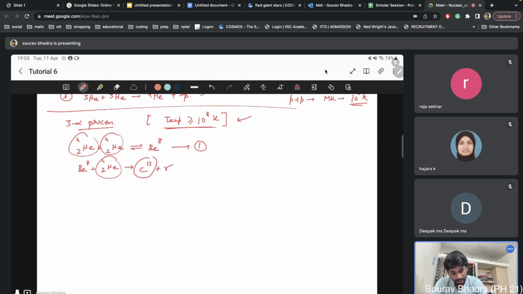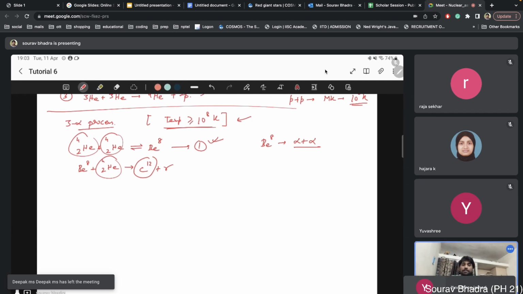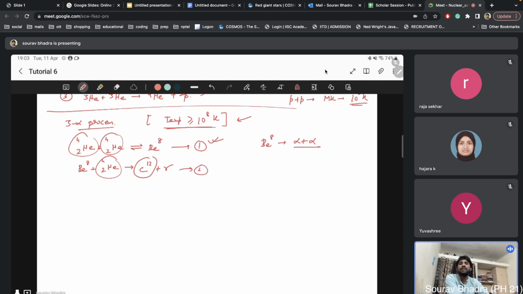Now as I told you, it is a reaction which can happen in both ways, the first reaction. So Be8 can also decay to 2 alpha, and then there will be no formation of carbon 12, because to get carbon 12 we need the Be8 in a static quasi-equilibrium state. That means we need some amount of beryllium 8 to go through the second reaction. If the beryllium is itself decaying into 2 alpha particles, then there will be no chance of the triple alpha reaction.